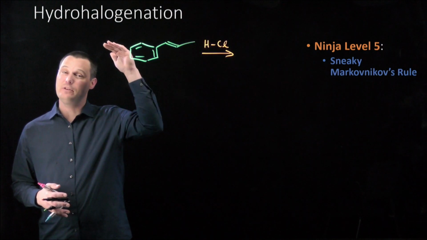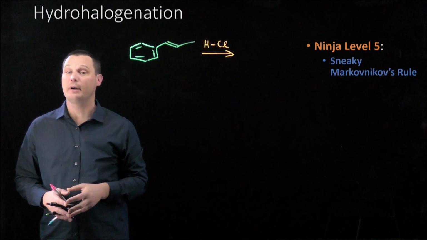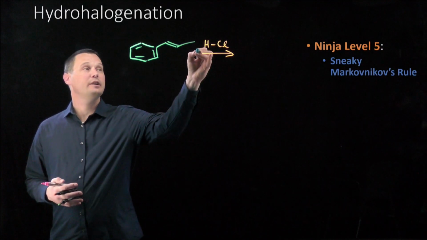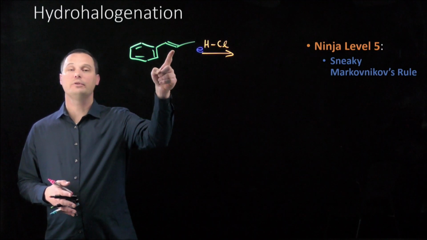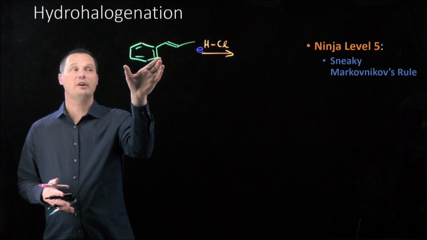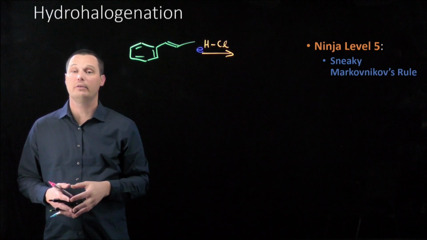Our 5th ninja level introduces a sneaky example of Markovnikov's rule. As set up, this looks like a regular hydrohalogenation reaction. We have HCl, which is an electrophile, and we have the alkene, which can be a nucleophile. We'll ignore the aromatic ring. If you've not learned yet, aromatic rings are exceptionally stable and don't get involved in reactions at this point.